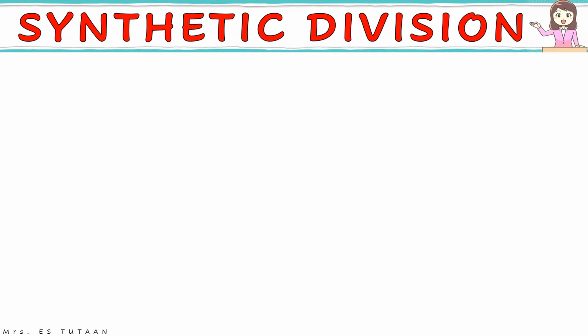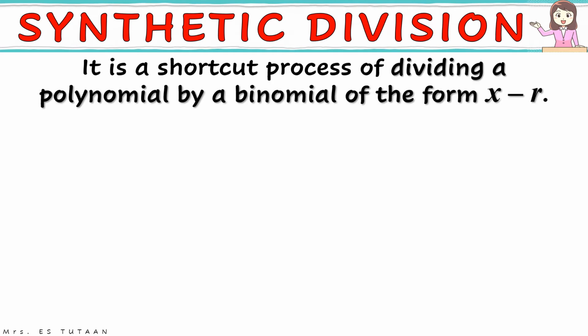So, what is synthetic division? How do we use synthetic division? Synthetic division is a shortcut process of dividing a polynomial by a binomial of the form x minus r. We need to remember these things when we use synthetic division.